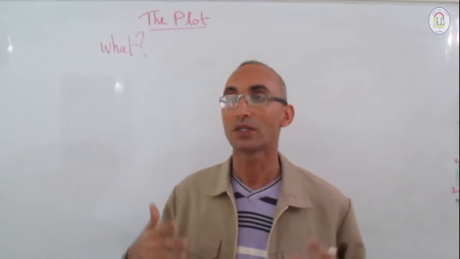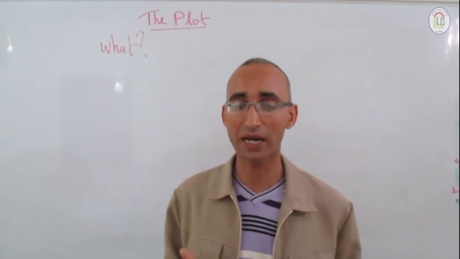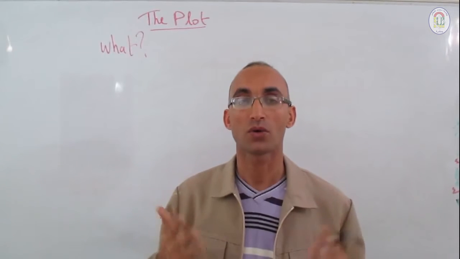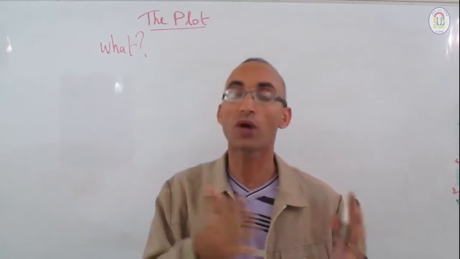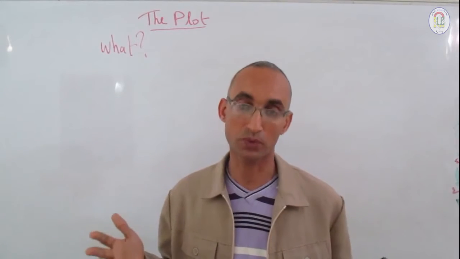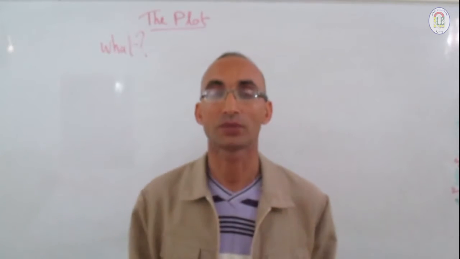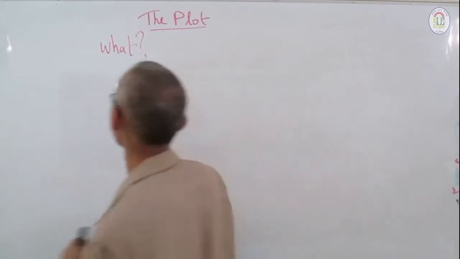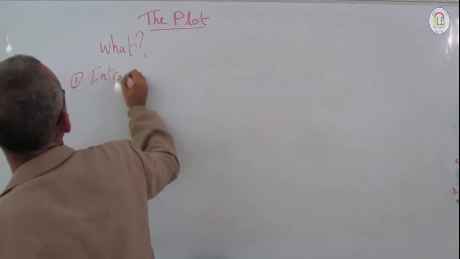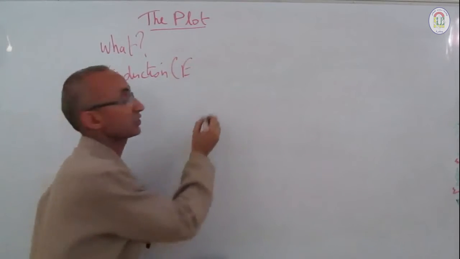That's why critics and scholars tend to identify four major parts of any plot, from the beginning till the end of the story. Now, at the beginning, of course, writers start by what we call an introduction or exposition. Introduction, number one, it's called introduction, or also exposition.